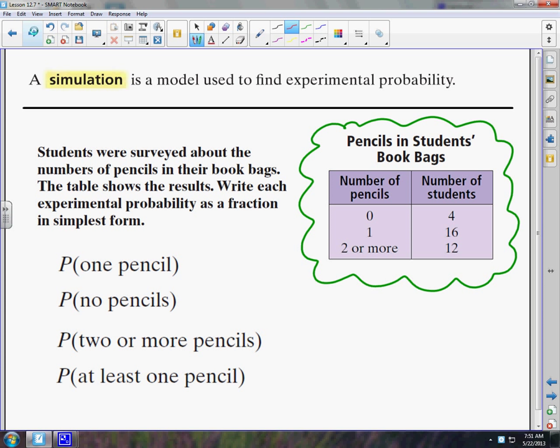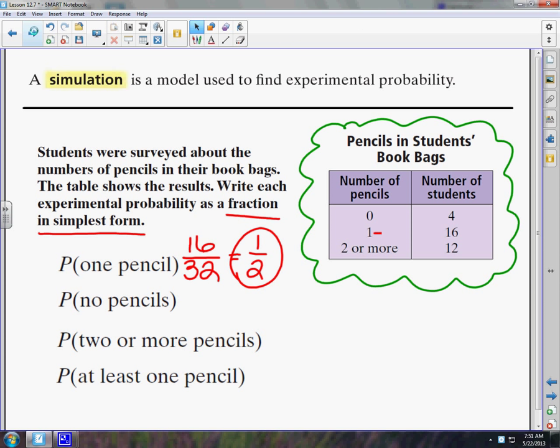All right, so what's the probability of having 1 pencil? So here's 1 pencil right here, and that's 16. So I'm going to do 16. Now I need to figure out the total. So I'm going to add them all up. Well, 16 plus 4 is 20, plus 12 is 32. 16 over 32 is 1/2. They didn't want it as a percent, they wanted it as a fraction in simplest form.